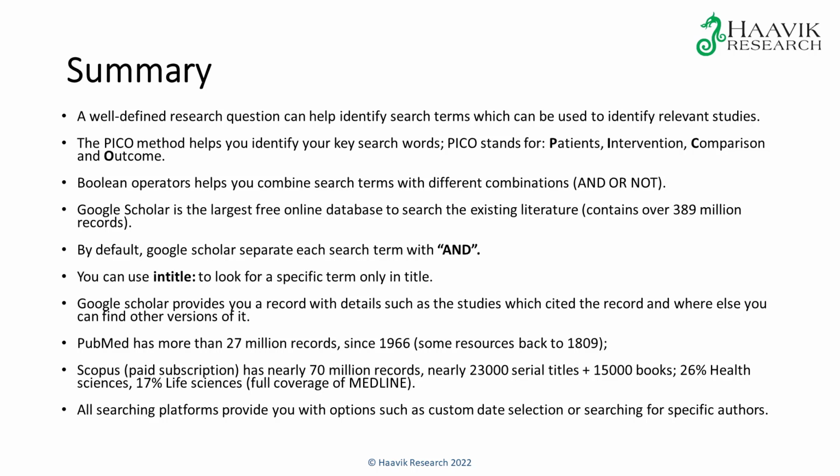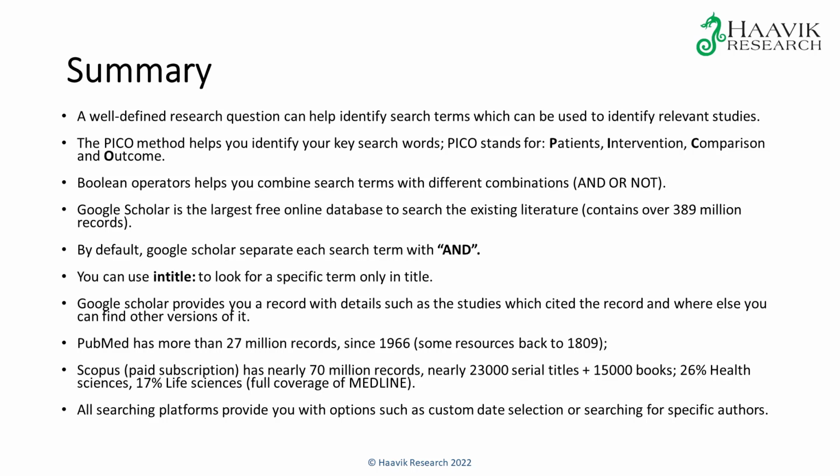By putting in title: it will look for that specific term in the title. And Google Scholar provides you with a record with details such as the studies that were cited and where else you can find them, different versions of them, and similar articles along with the reference and links to the full text article.